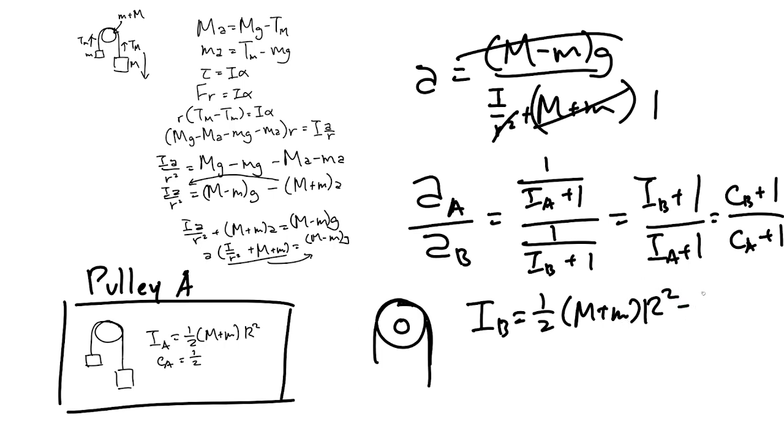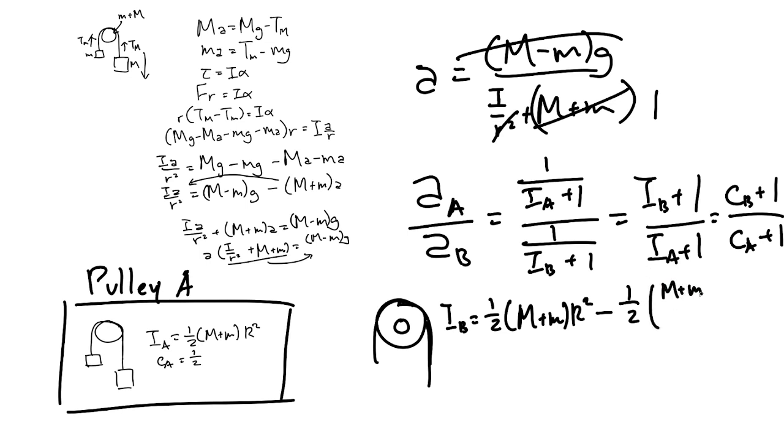So we have IB is equal to 1 over 2 big M plus little m r squared minus 1 over 2 times the mass of this little thing, which is going to be this entire portion divided by 4, right? That's how area works, or at least how this problem is supposed to work. And so times M plus little m over 4, times the radius r over 2, so that's going to be multiplied by another 1 over 4 r squared, right?